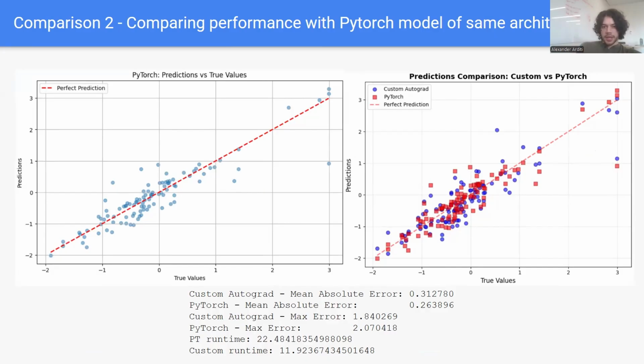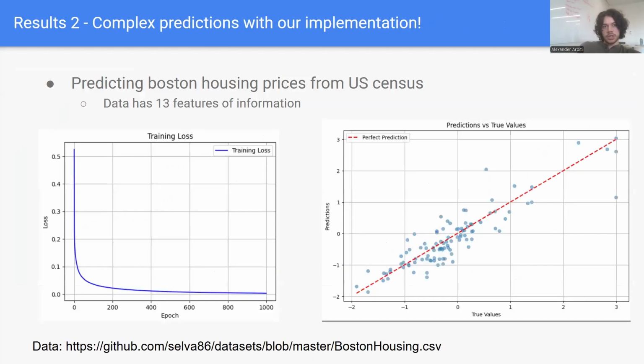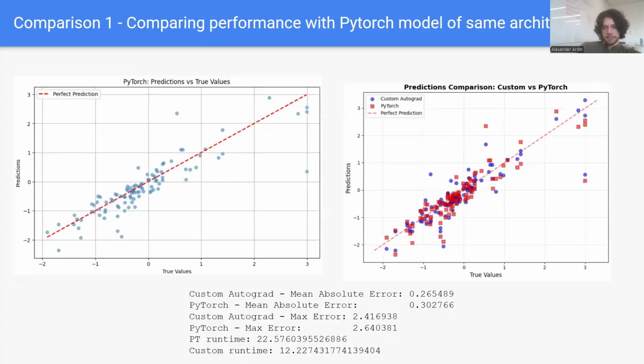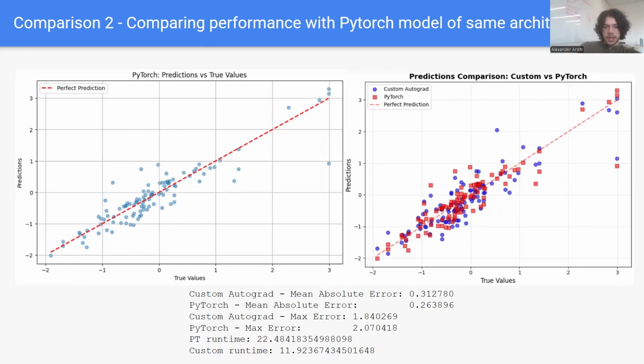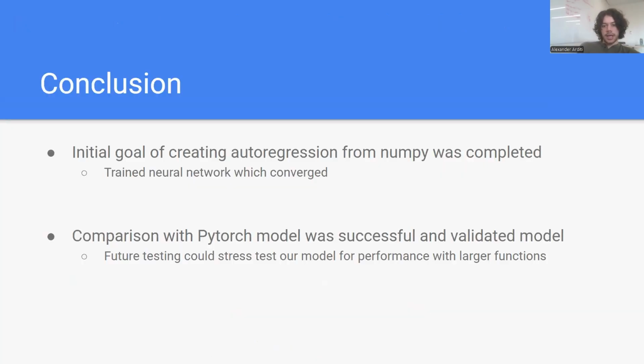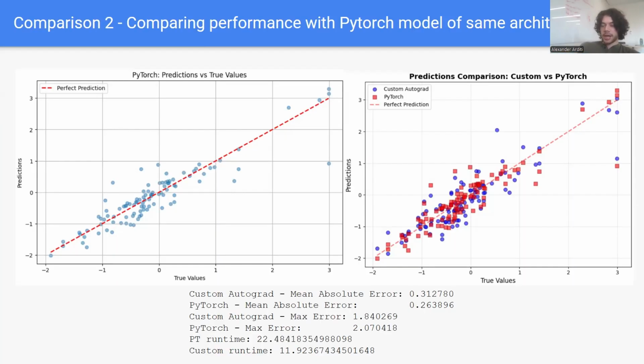Like in this example, yeah, okay, PyTorch had a better mean absolute error. The max error was actually worse for PyTorch. Or in this example, PyTorch actually had slightly higher mean error. But what you'll see for all of these examples is that the PyTorch runtime was twice as big. So we actually got it down to like half as much time.